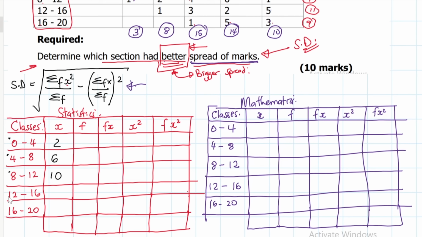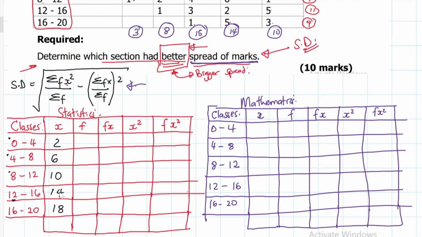Come down here, 16 minus 12 is 4. What is 4 divided by 2? That is going to give us 2. We add the 2 to the lower class boundary here, 12 plus 2, which is giving us 14. 20 minus 16 is 4. What is 4 divided by 2? It is 2. So 2 plus the lower class boundary here, it's going to be what? 18. So those are our values of x right there.